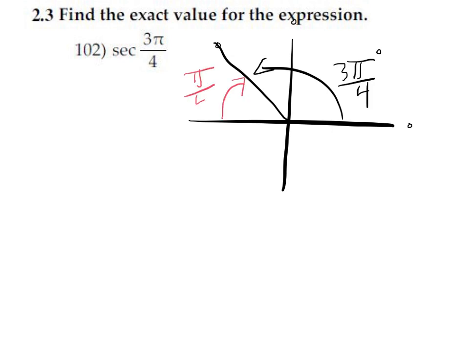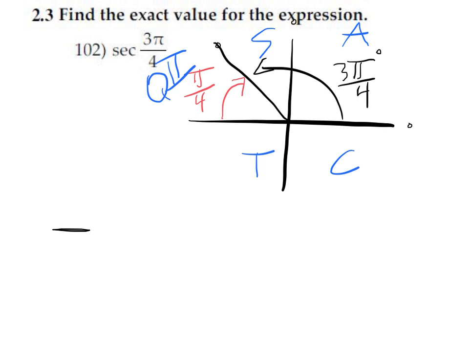And we also need to get the quadrant. This is quadrant 2. From all students take calculus, we know that sine is the only positive one, along with its reciprocal cosecant. But we're looking for secant, so we know our answer is negative.